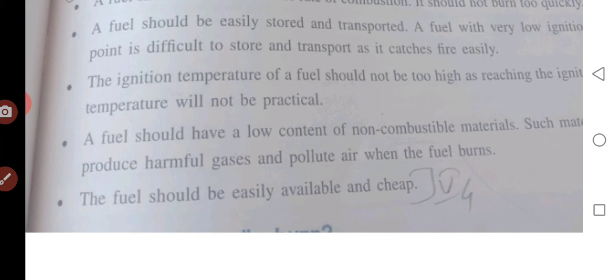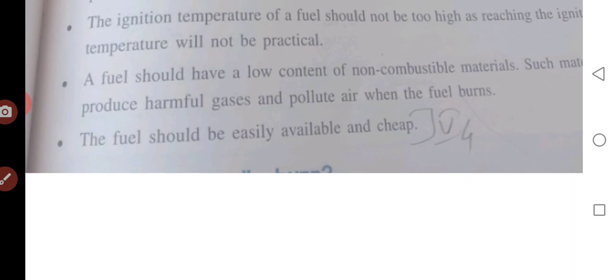So next, the ignition temperature of the fuel should not be too high, and reaching the ignition temperature should be practical. ignition temperature அதிகமாக ரீச் பண்ணாத அளவுக்கு பார்த்துக்கணும். So the fuel should have a low content of non-combustible materials, which produce harmful gases and pollute the air. So the fuel should be easily available and cheap. ஈஸியாக கிடைக்கக்கூடியதாக இருக்கணும், and also cheap in cost, easily available and also efficient.